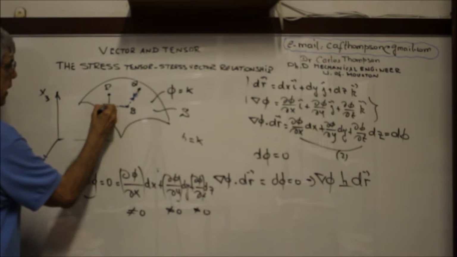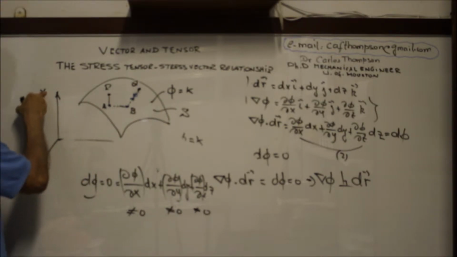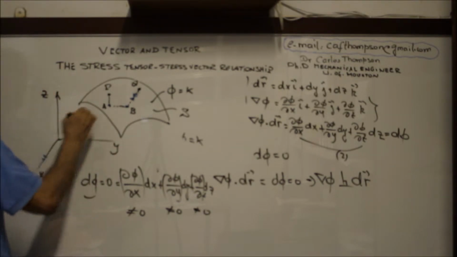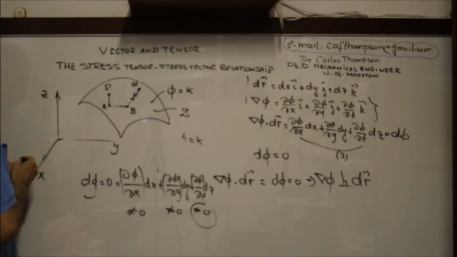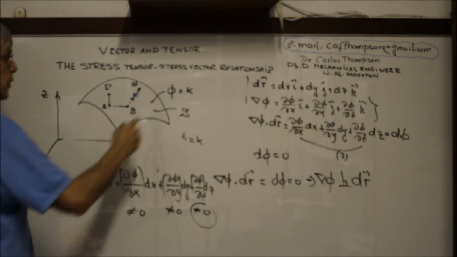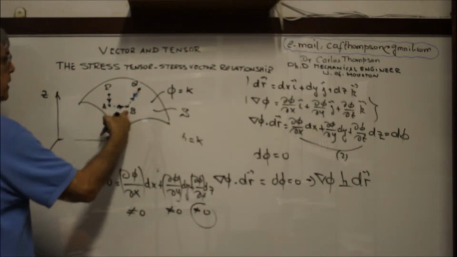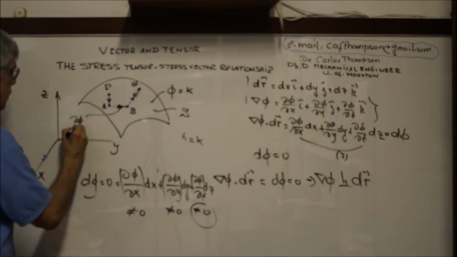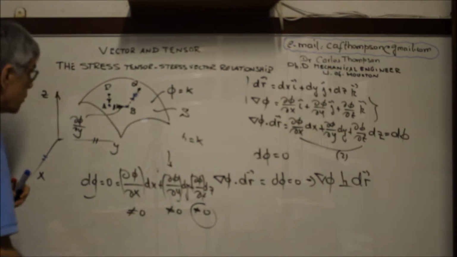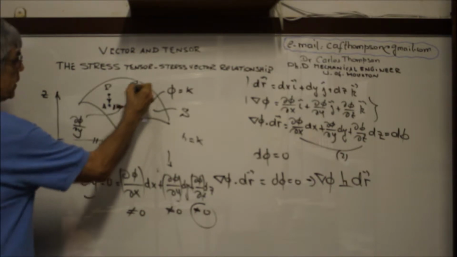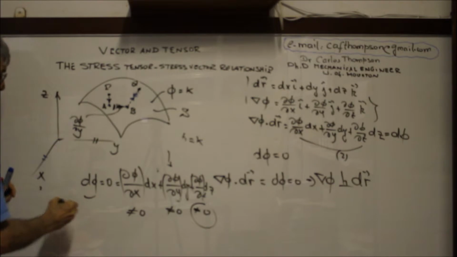Now, look, this is my x, y, z. From P to A does not belong to the surface. That's why the partial derivative of phi with respect to z is different from 0, because A is not a point of the surface in which phi is constant. From A to B, A does not belong to S, neither B. So the partial of phi with respect to y is different from 0, because this path is parallel to y. The same here, QB is parallel to the x-axis, so the partial derivative of phi with respect to x is different from 0.